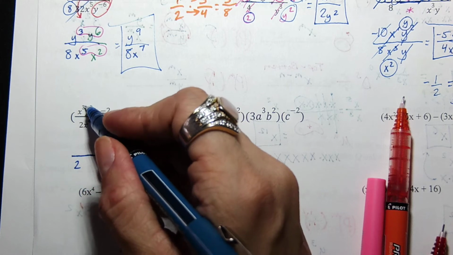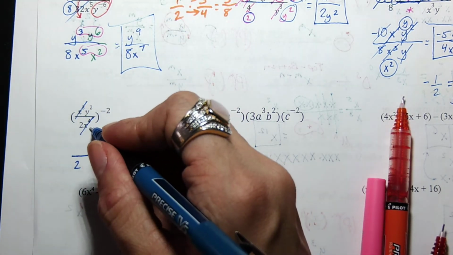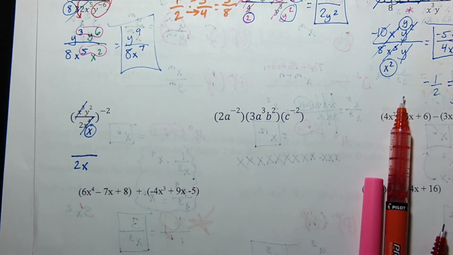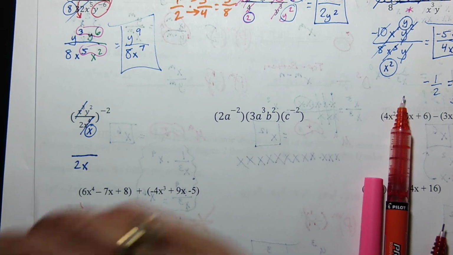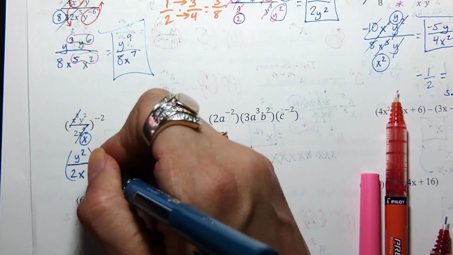What about the x's? I can take an x cubed from this one and an x cubed from that one, which will leave me with 1x on the bottom. Can I do anything with that y squared? No, it just goes and hangs out on the top.